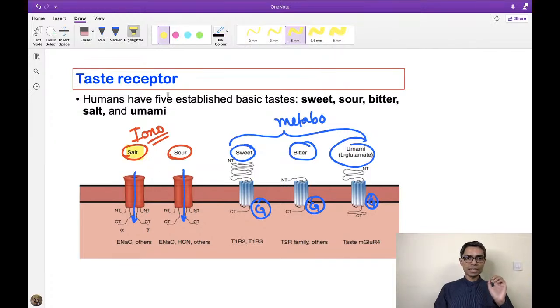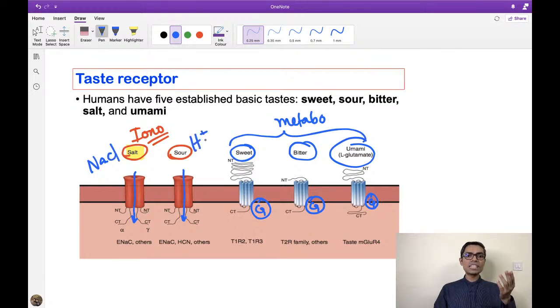Salt is nothing but the taste of NaCl, all of you know. Sour is nothing but the taste of H plus ion. If you give one drop of diluted HCl on the surface of your tongue, then the sour taste is going to be produced. That is the basic sensation. Sweet, this is the taste of sugar, that is sucrose. Then bitter is nothing but the taste of quinine. If you give a drop of quinine, that is the bitter taste. And umami, important.